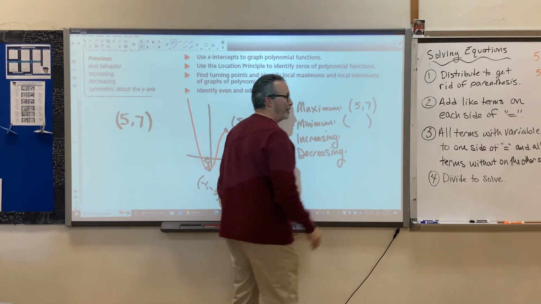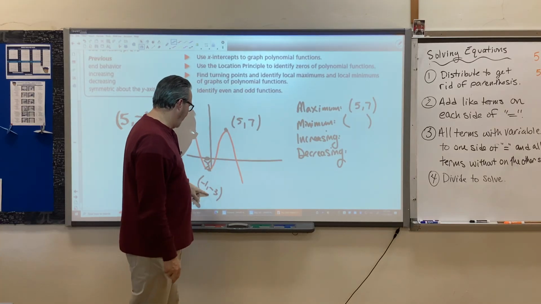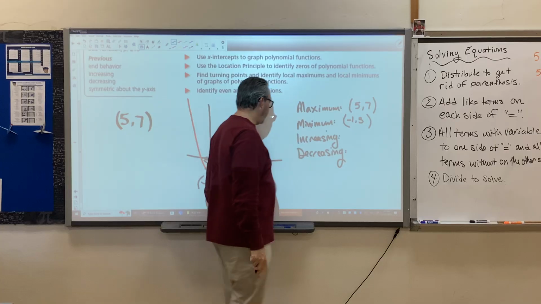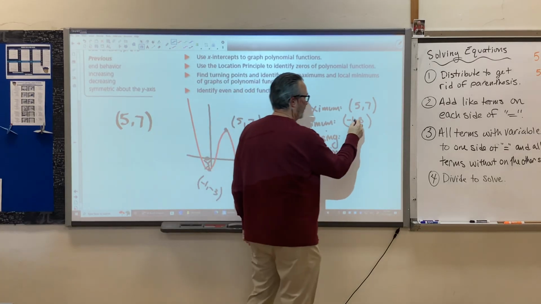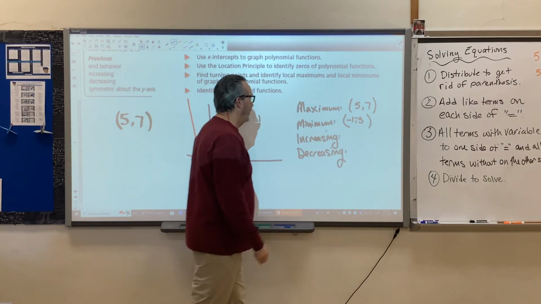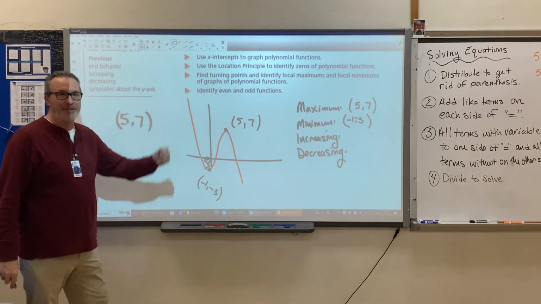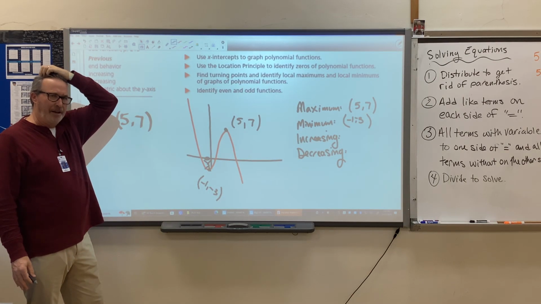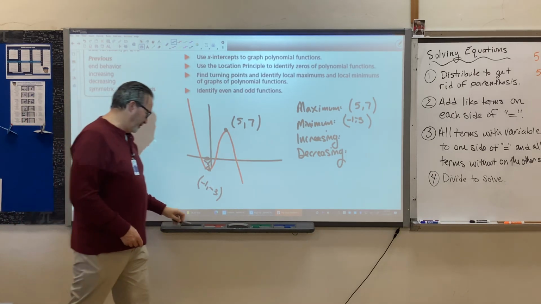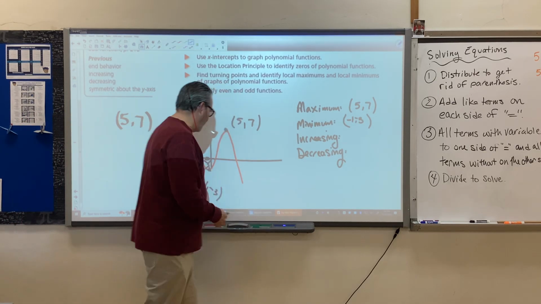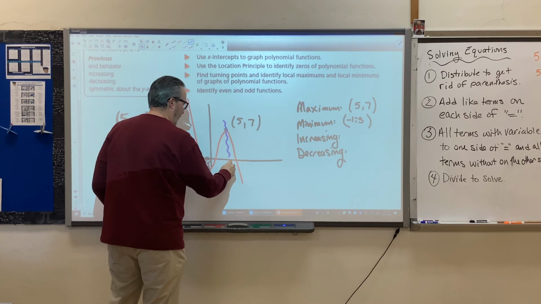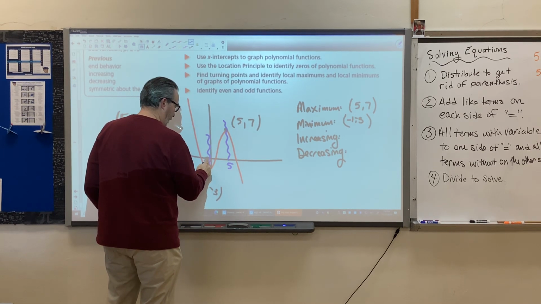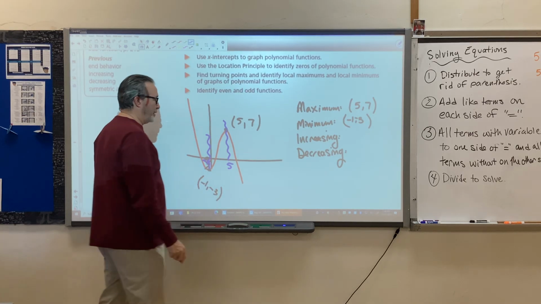Minimum is a point where it hits the valley bottom. In this case, it's the point -1, -3. Okay? Now you have to describe where the function increases and decreases. Have we done that this year yet? Okay, well that's good. So, the way you do that, this is 5, and this is -1 on the x-axis.